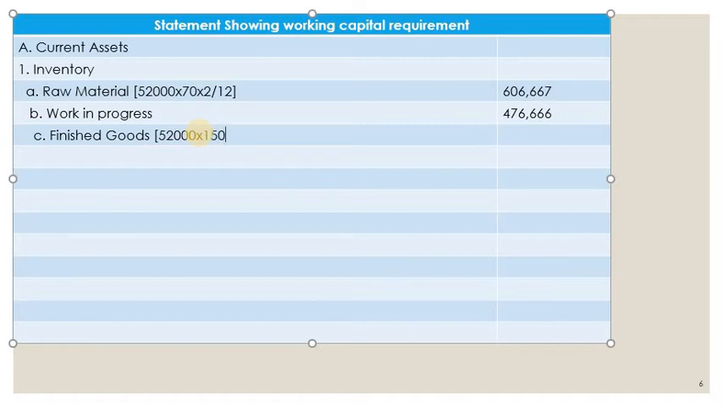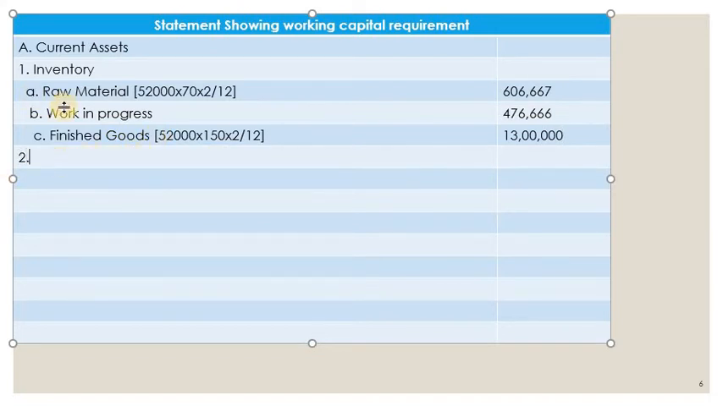150 into, how to calculate how much is the time taken to remain in stock? It is 2 months, 2 divided by 12. So we will get the total value, so that is 13 lakh. Okay, so that is over.